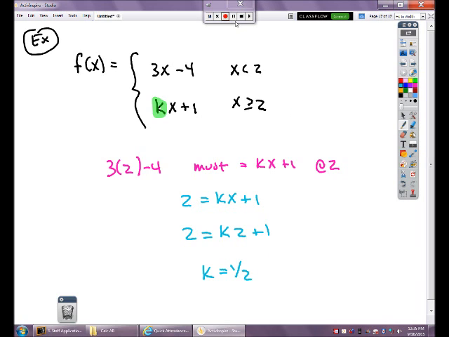So in order to make this function continuous, that would have had to have been 1/2 x plus 1, and then the two functions would overlap each other. And you can see that by graphing both of those functions.